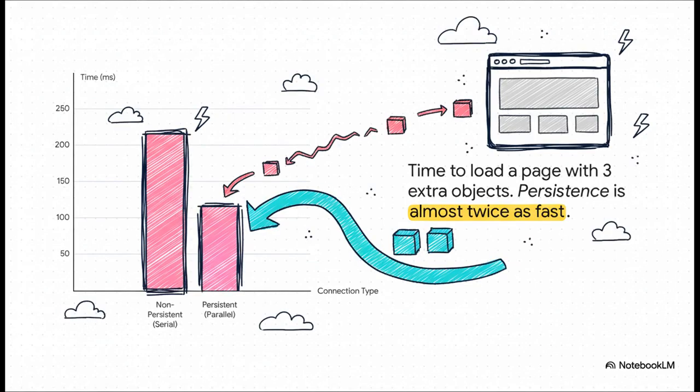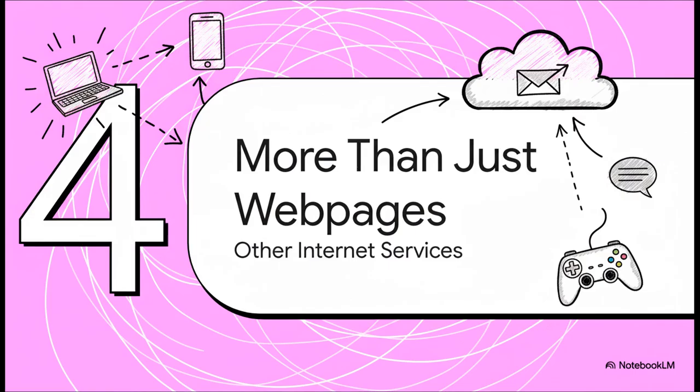But remember what we said about modern pages having lots of objects? This chart shows why persistent connections are such a game changer. If we had to download 3 extra images the old, non-persistent way, it would take 216 milliseconds. But with a modern, persistent connection, it's nearly twice as fast, just 116 milliseconds. That's a massive difference. And you know, this whole pattern, a client asking for something and a server providing it, it's not just for websites. This is the fundamental engine behind so many of the things you do online every single day.